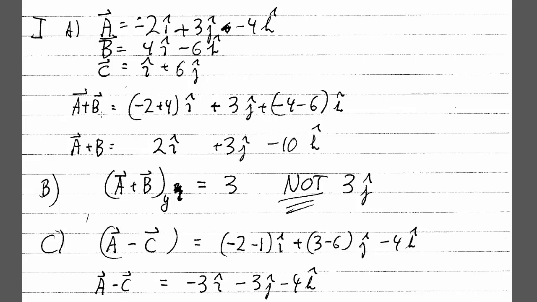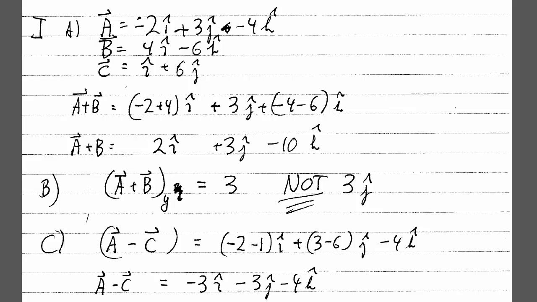Part A of the question is to add the 2 vectors a and b. So a plus b is going to be minus 2 plus 4 i hat plus 3j hat plus minus 4 minus 6 k hat. And when you combine the numbers, you get 2i hat plus 3j hat minus 10k hat. Remember, vector addition proceeds component-wise, so that, for example, the x component of a plus b is the sum of the x components of a and b.